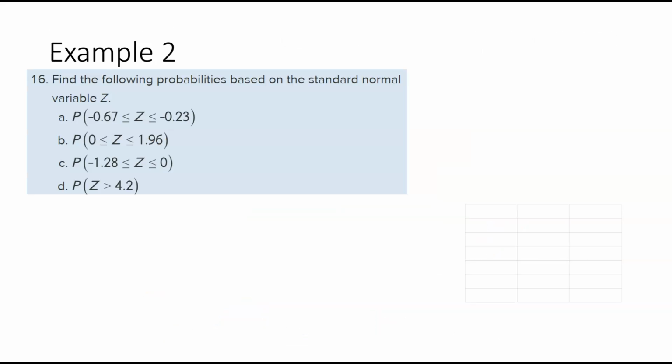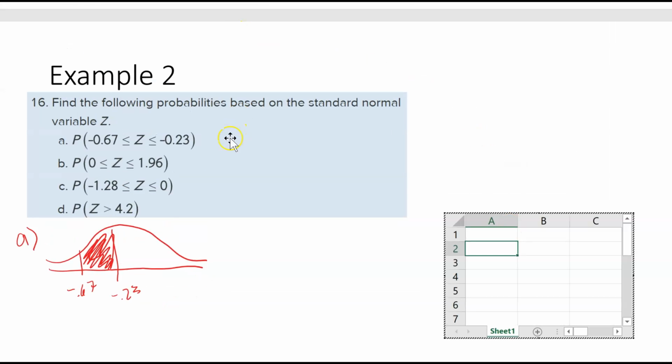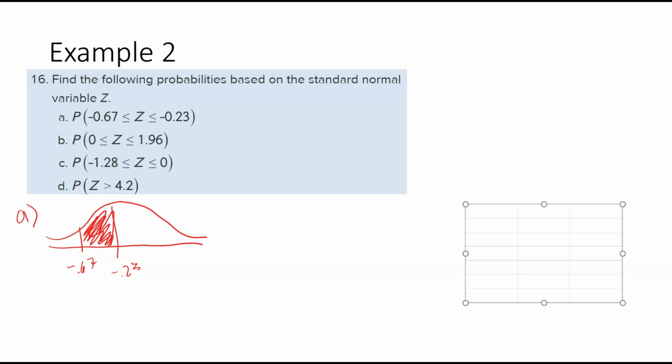Find the following probabilities based on the standard normal variable. We're going to draw a bell curve for each one before we actually type it in. For A, we want to know the probability between these two values. When we're trying to find between two values, we want the probability of the area of the bigger one minus the probability, sorry about that. We want the area of this to the left of this, but then we want to take away the area of that little tail there.